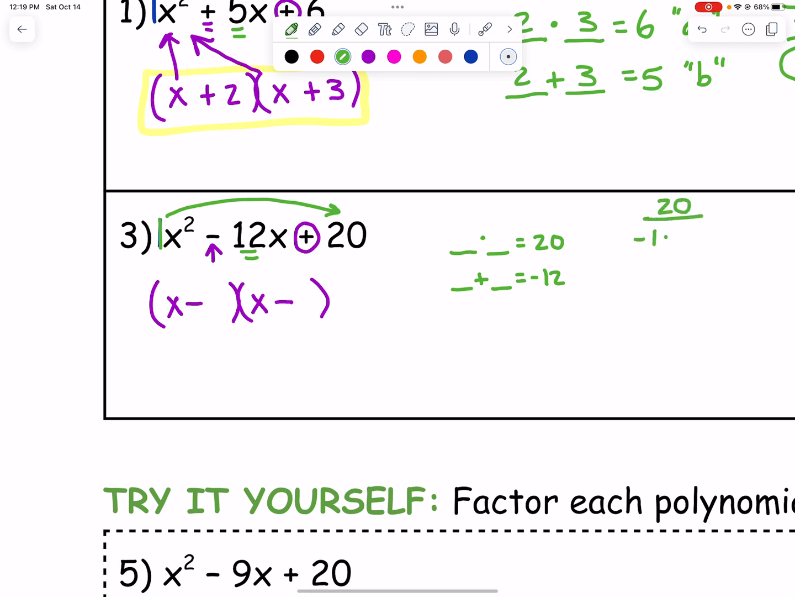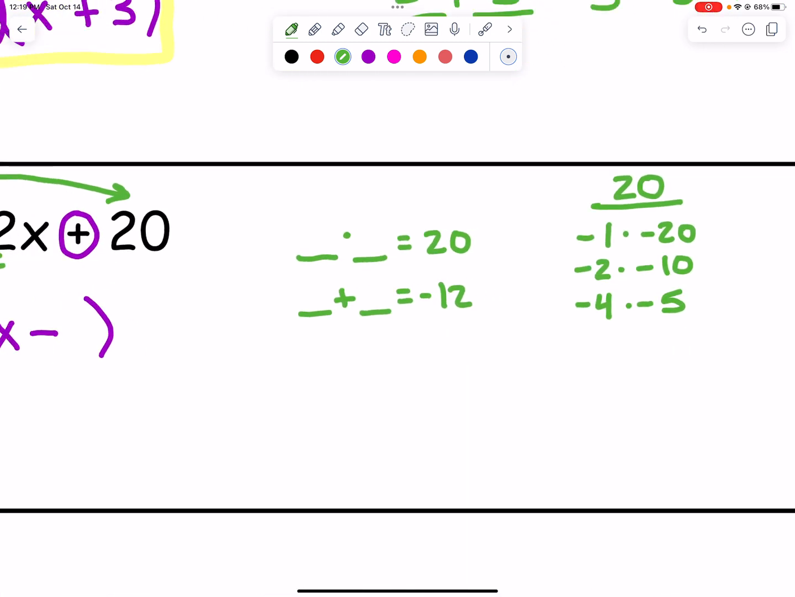So -1 times -20, -2 times -10, 3 won't go, 4, so -4 times -5, and then 6 doesn't work, 7 doesn't work, 8 doesn't work, 9 doesn't work, and then you're back to 10, which you've already listed. So out of these options, I can see that these two in the middle would add up to give us the -12, and then the others would not add up to give us what we need.